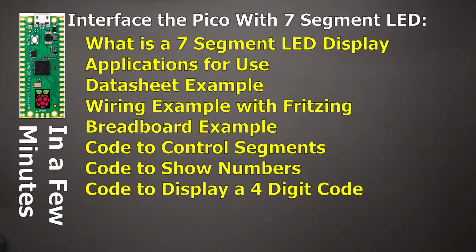Then we're going to go over 3 different programs that will show various capabilities of the device. The first one will be just simply turning on each of the individual 7 segments, showing how we can control each of those little elements. Then we'll show you how a program displays numbers with the device. And then finally we'll show you a way to communicate a 4-digit code with this type of device.